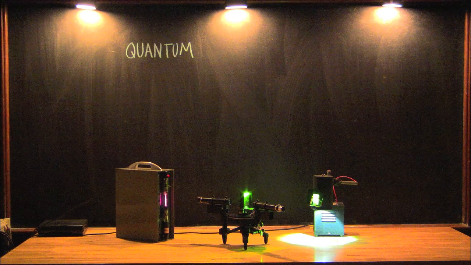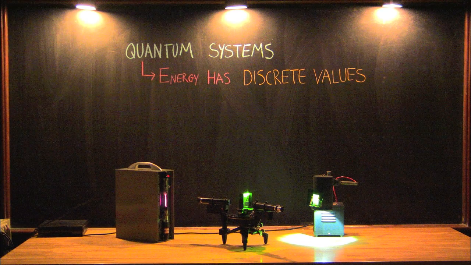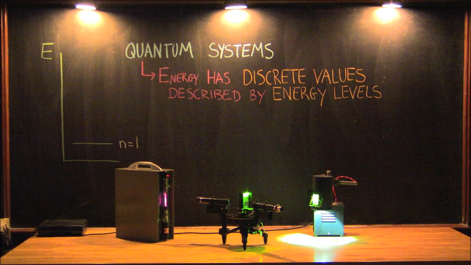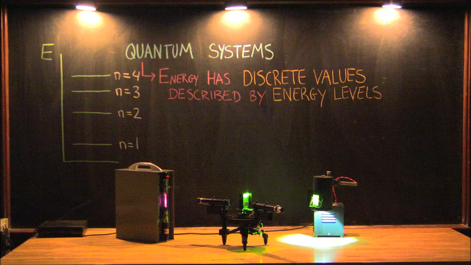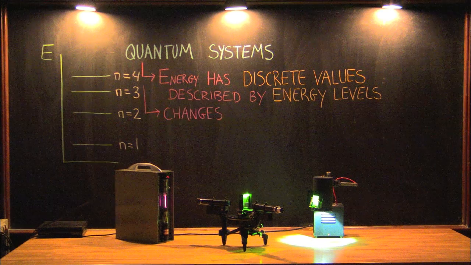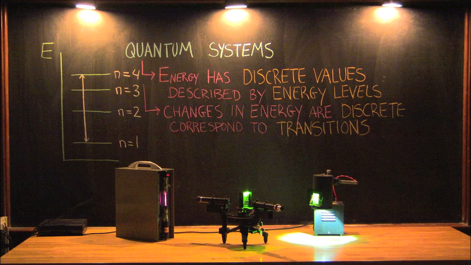In this lab, we'll take a look at quantum systems. In these systems, the total energy takes on discrete values that we describe with energy levels. Each level can be labeled with a quantum number n. Since the energy comes in discrete values, changes in energy are also discrete and correspond to changes in energy level.